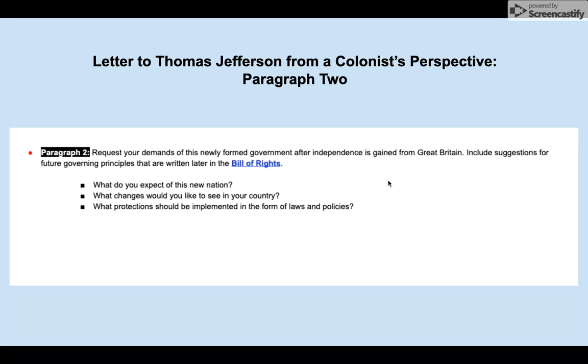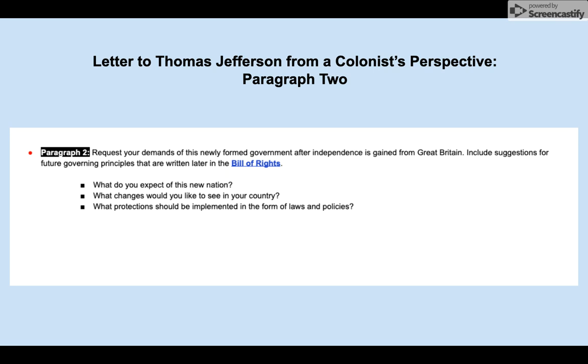Okay, so the second paragraph is going to be covering what you envision out of this new country. We've just declared independence from Great Britain, and so what do you expect out of this new nation? How do you want to see that your country is different from what you've seen King George do in the colonies? We're making a new nation, and you're going to request some demands. You're going to say, this is what I expect. If we're going to break from Great Britain, then we're going to need to be different. So what do you expect of this new nation? What changes would you like to see? And what protections should be implemented in the forms of laws and policies?